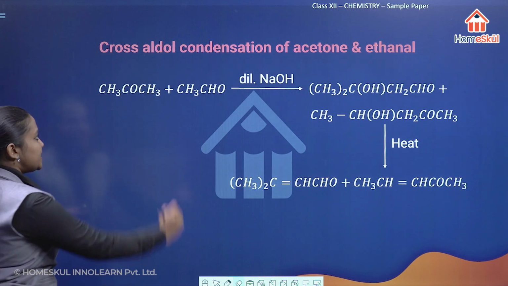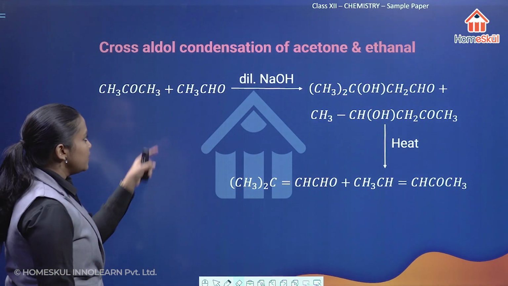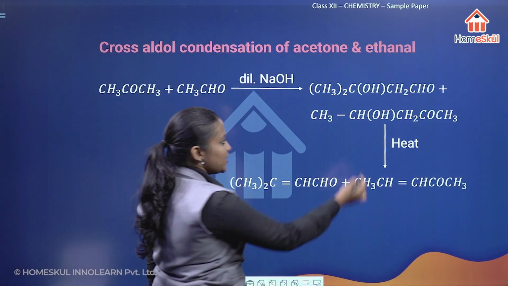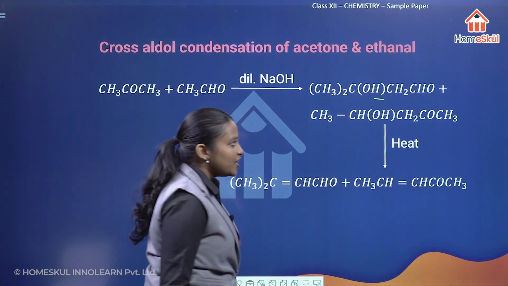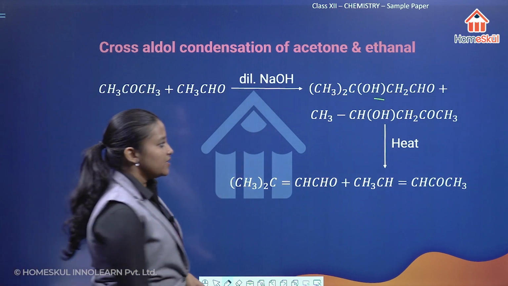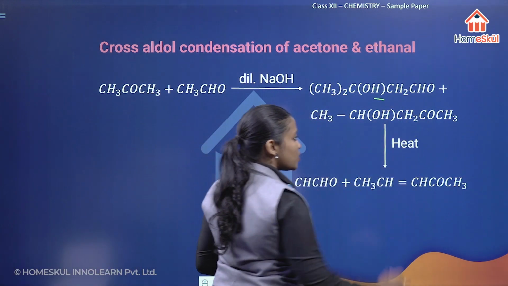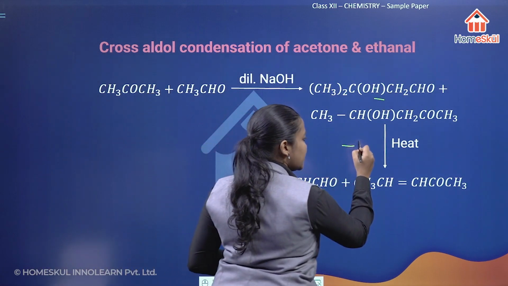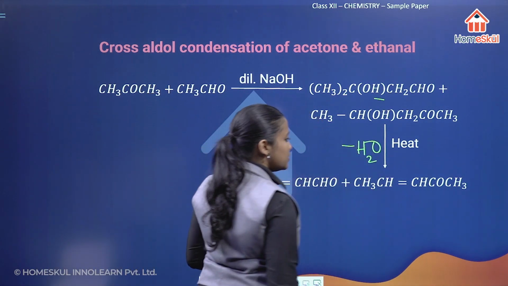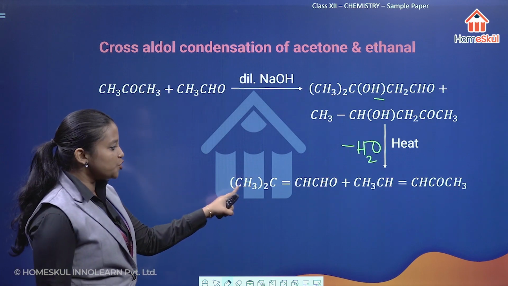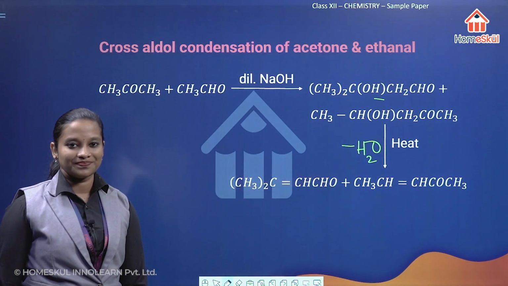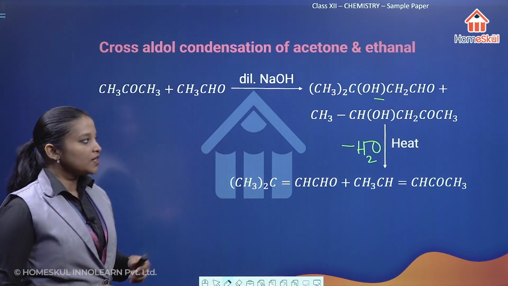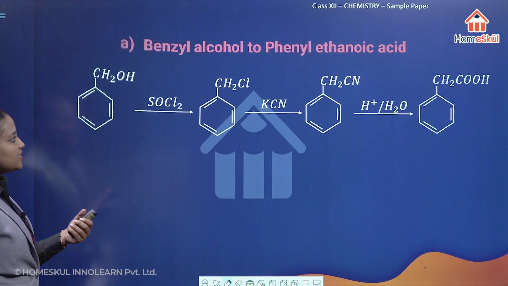Here we take acetone plus ethanal. In the presence of dilute NaOH, what happens? We get a beta hydroxy aldehyde, known as aldol, and a beta hydroxy ketone, known as ketol. Then if we apply heat, an H2O molecule is eliminated from that and 2 final products result. This is the cross aldol condensation reaction.